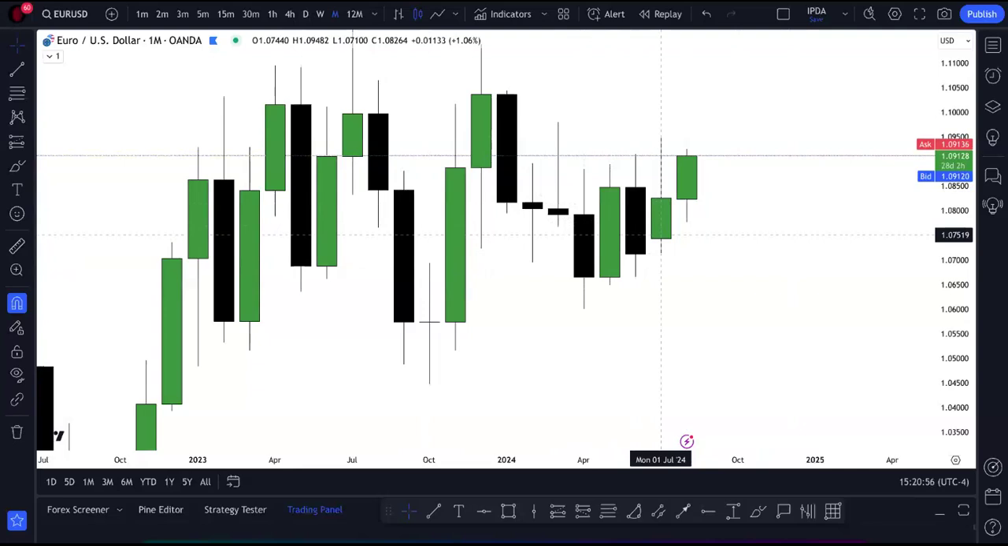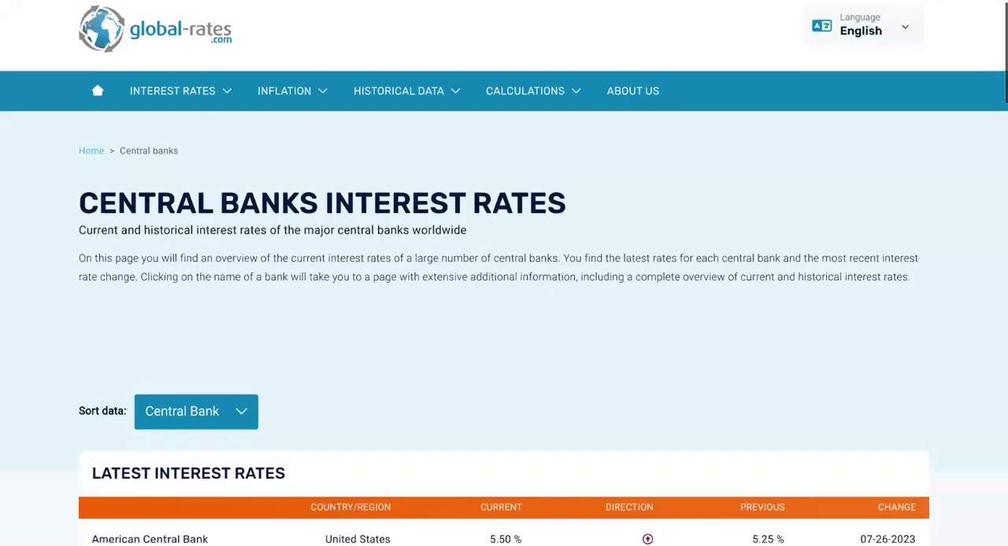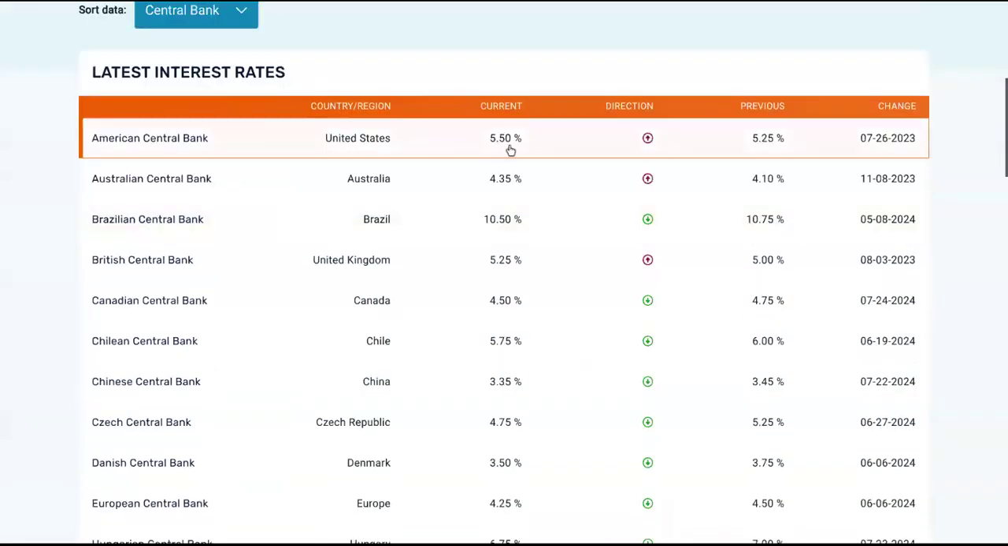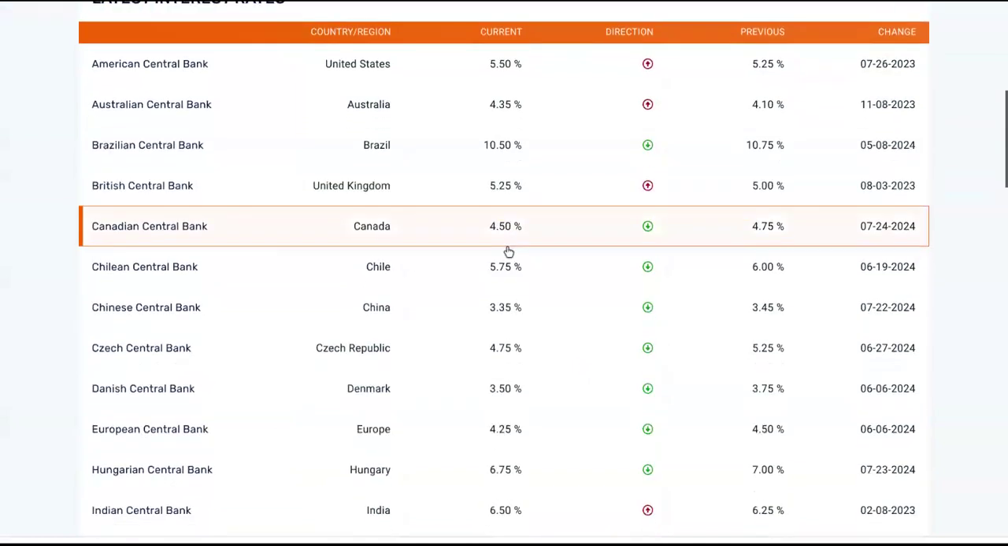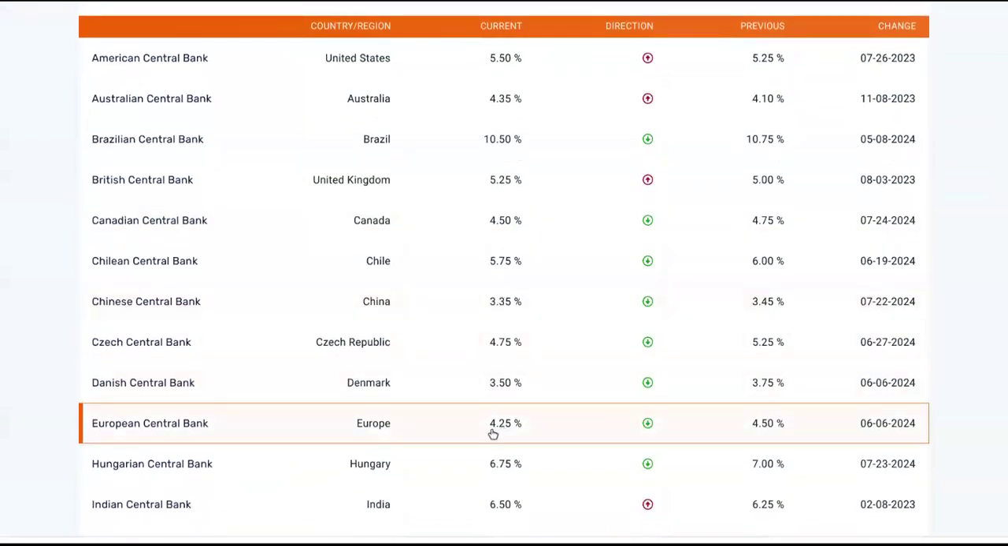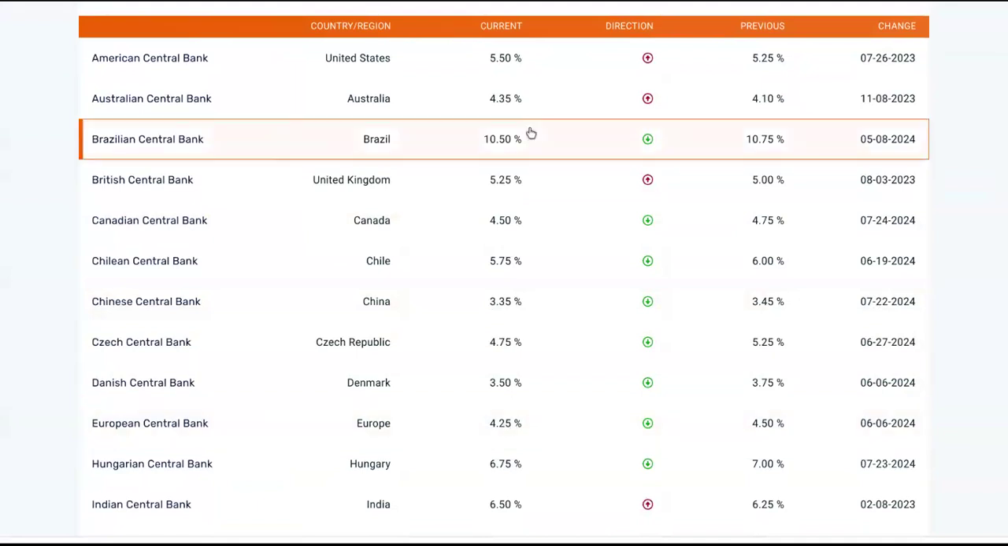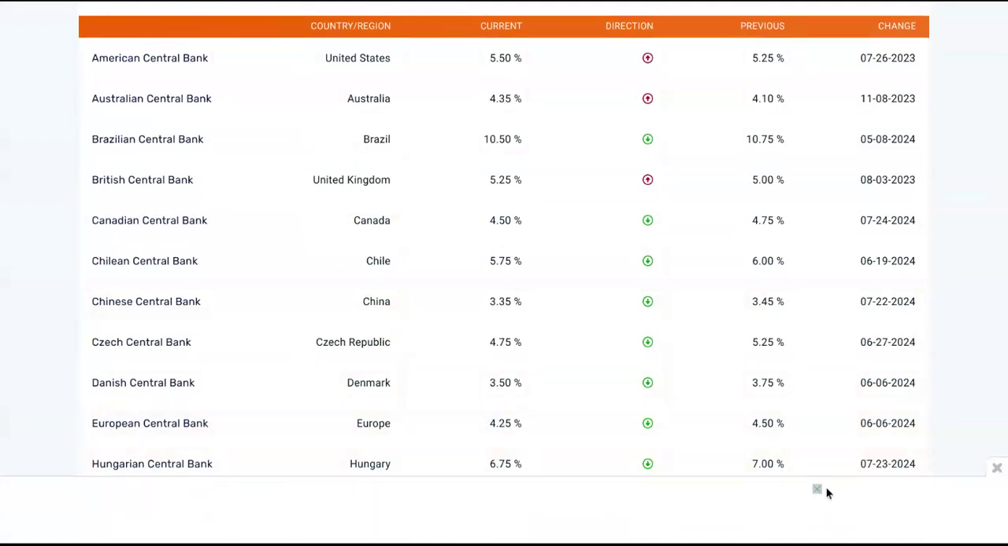Cool. Next, do we have at least an interest rate differential between the ECB, the European Central Bank, and the Feds? Let's take a look at that. Central banks. The Feds have a 5.5 rate, and Europe ECB has a 4.25, right? So there's a difference of 1.25 between these two banks. So that's good. There's at least some interest rate differential.